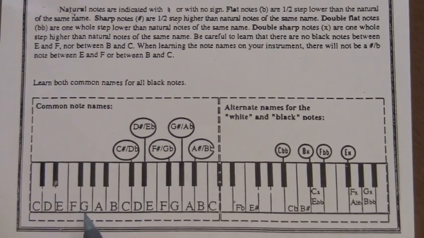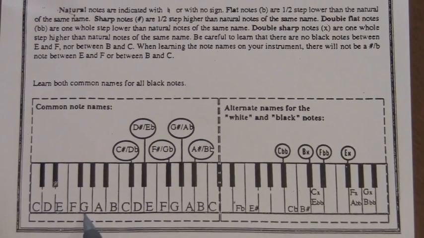So from F to G is a whole step. From G to A is a whole step. From A to B is a whole step. But notice here, B to C, there's no black note. So the distance from B to C is a half step, the closest distance we can get on the piano. Also, E to F is a half step, the closest distance we can get on the piano.